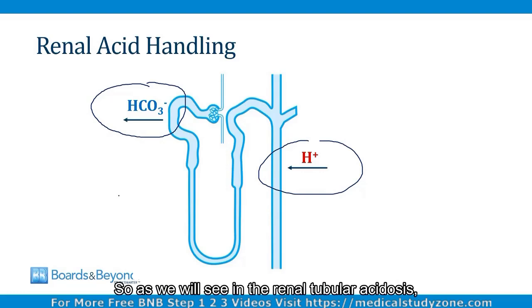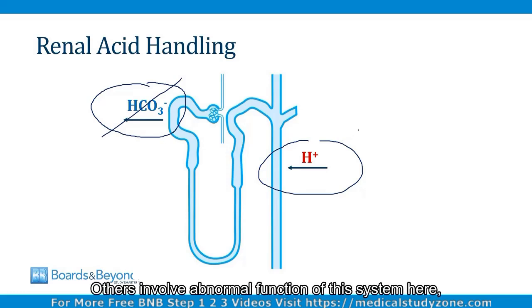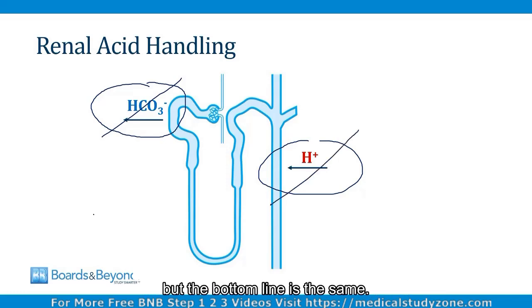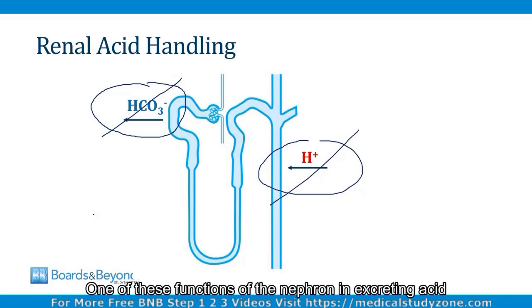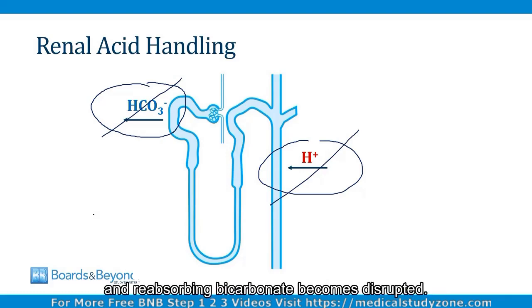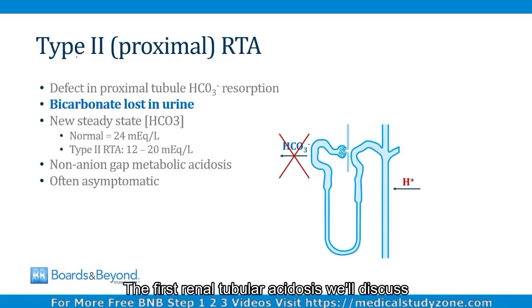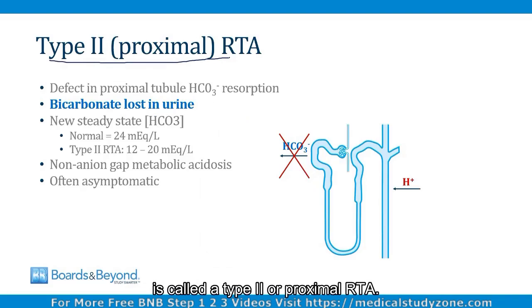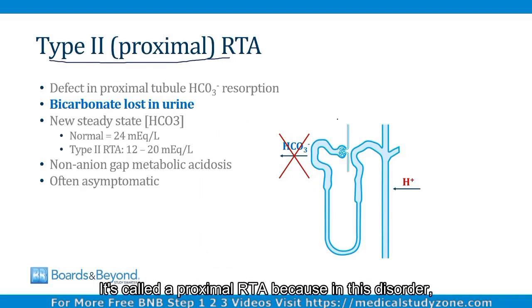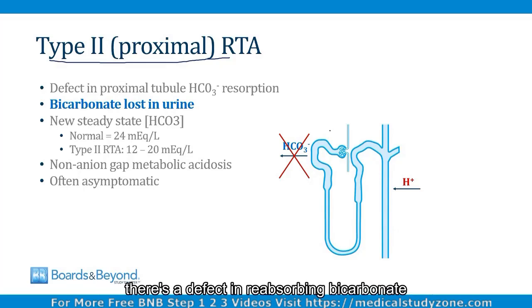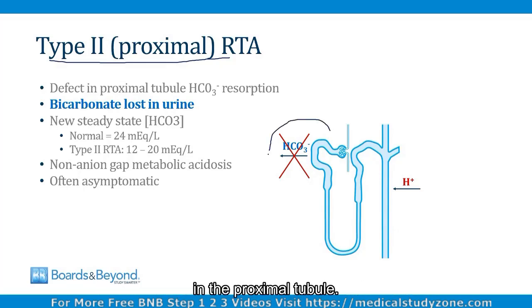So as we will see in the renal tubular acidoses, some of them involve this system here, others involve abnormal function of this system here, but the bottom line is the same. One of these functions of the nephron in excreting acid and reabsorbing bicarbonate becomes disrupted. The first renal tubular acidosis we'll discuss is called a type 2 or proximal RTA. It's called a proximal RTA because in this disorder there's a defect in reabsorbing bicarbonate in the proximal tubule.